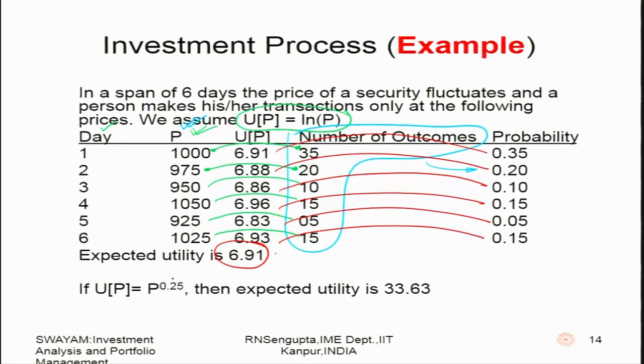If I take a utility function which is w to the power 1/4, the corresponding utility, as I find out, would come out to be 33.63. So, you change the utility functions, you see a change in the value.